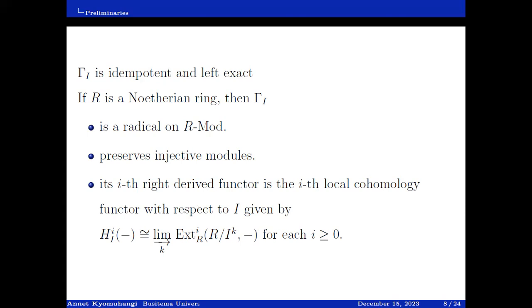And because it preserves injective modules, one is able to move to the right derived functor of it, which we call the local cohomology. So the ith local cohomology is naturally equivalent to the lim Ext^i. We all know that the derived functor of Hom is the Ext^i. So because we have gamma I, which is equivalent to lim Hom, its derived functor will be the lim of Ext^i.